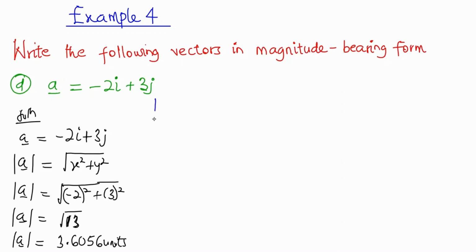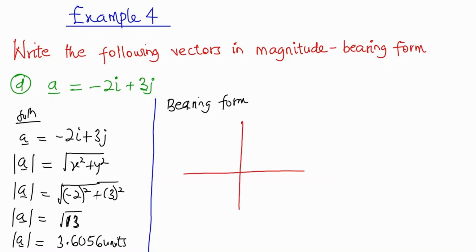Now the next one is for us to find the bearing. So in finding the bearing, let's write bearing so that we get it easily to the bearing form. Then we have to graph it. So we graph it by drawing the Cartesian plane. So here we can see that our x here is negative, so that is -2. And then we also know that our y here is positive, so we have our +3 here, which means that the vector lies in this quadrant, the second quadrant here.